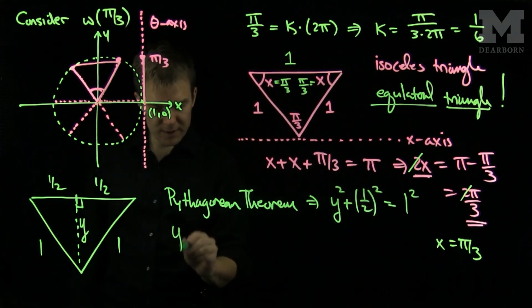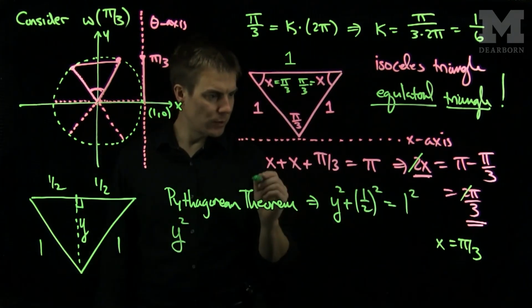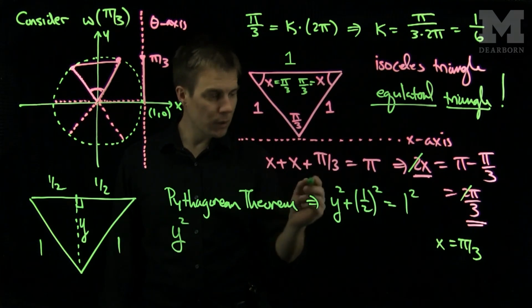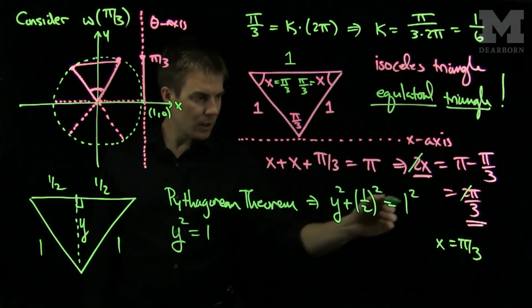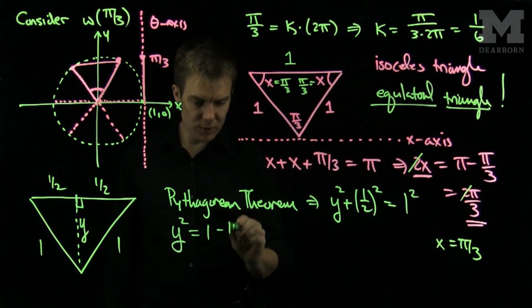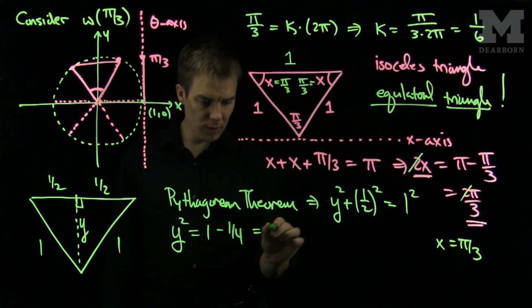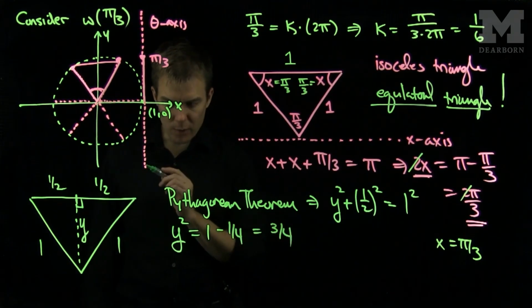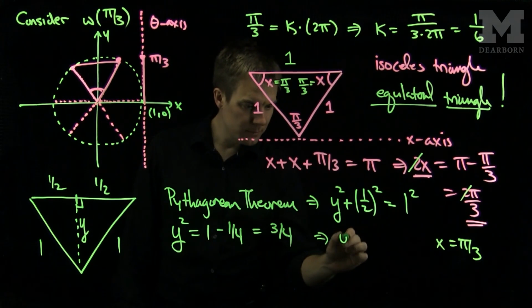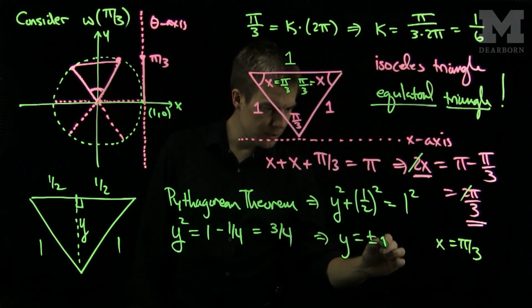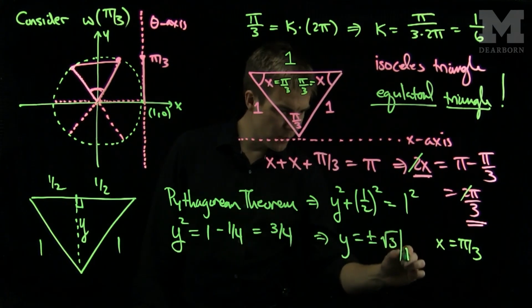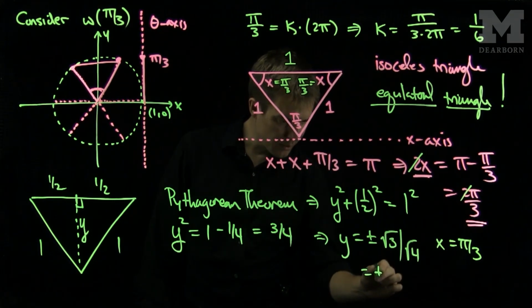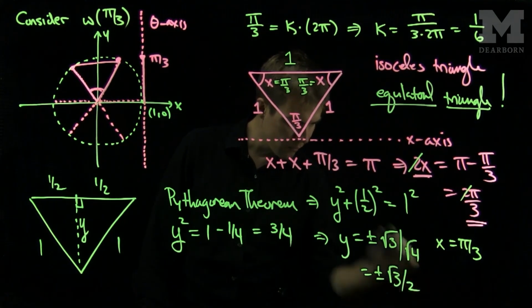If I simplify this, I will have y squared plus 1 quarter, because 1 half times 1 half is a quarter. So y squared is 1, because 1 squared is 1, minus 1 quarter. So 1 minus a quarter is 3 quarters. Taking the square root of this, I have that y is equal to plus or minus the square root of 3 over the square root of 4, which is plus or minus root 3 over 2.